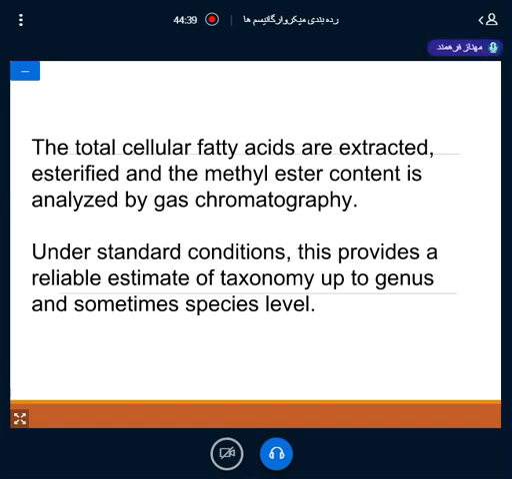The total cellular fatty acids are extracted, esterified, and the methyl ester content is analyzed by gas chromatography. Under standard conditions, this provides a reliable estimate of taxonomy up to genus and sometimes species level.